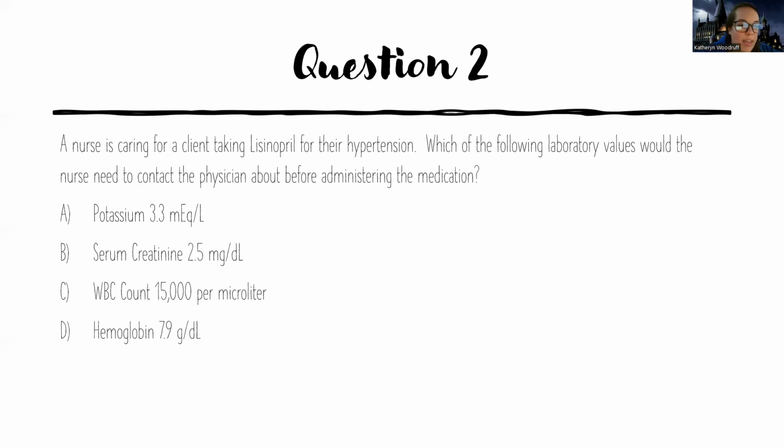Now I have a serum creatinine of 2.5. Since lisinopril works on the RAS system, which is in the kidneys, I think it can mess with kidney function. So it might be something I want to bring up. So I'm going to say maybe for B, but let me look at my other answers.